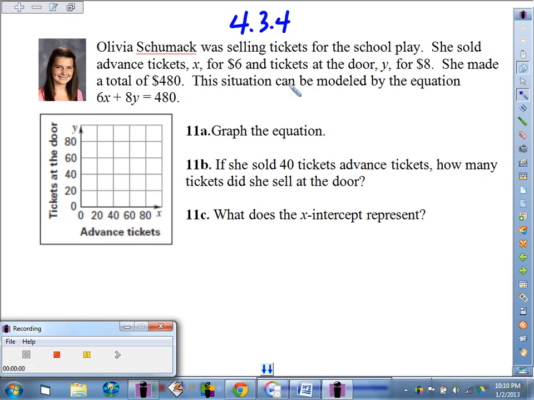And this situation can be modeled by the equation: $6 times the advance tickets plus $8 for the ticket to the door gave her a total of $480. We're asked to graph this equation.